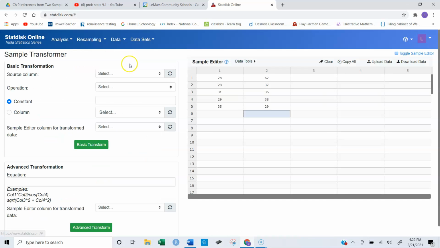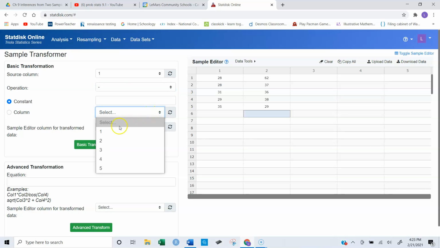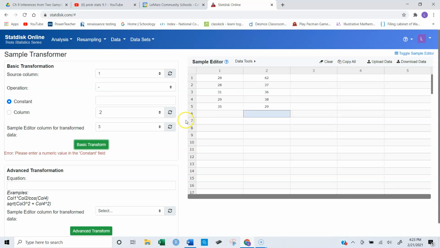So sample transformation. The first column is we're going to use column 1. The operation we're going to do is we're going to subtract them. So we're going to take column 1 and then we're going to subtract column 2. We want to put this in column 3 is where I want my answers to go. So 1 minus 2, put the answers in 3. Fit basic transformation.